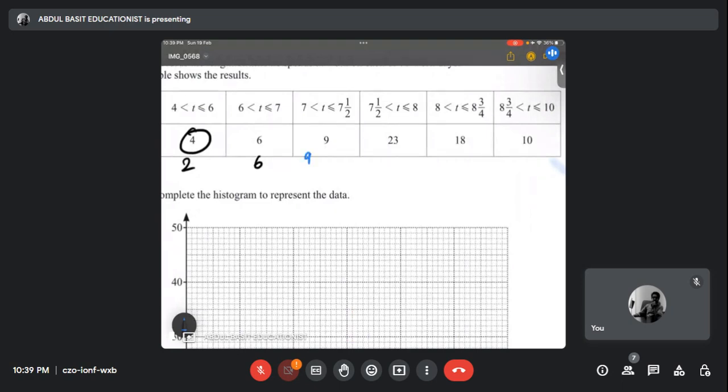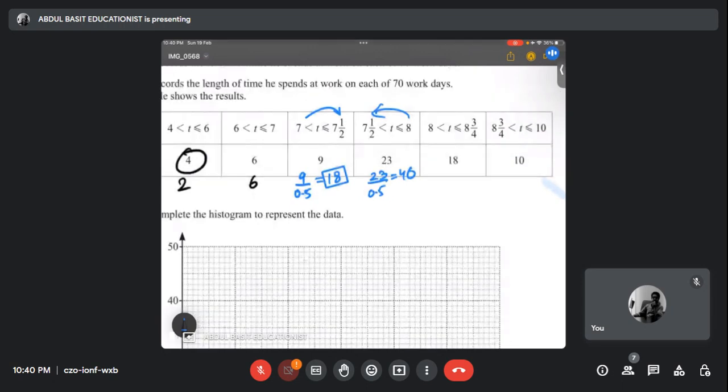Frequency is 9 and the class interval is 0.5. Yes or no? 7.5 minus 7 is 0.5. So 9 divided by 0.5 is what? 18. Yes. Okay, so 23 divided by the class interval, which is also 0.5, is 46. Okay, 8 into 3 by 4 is 8.75.